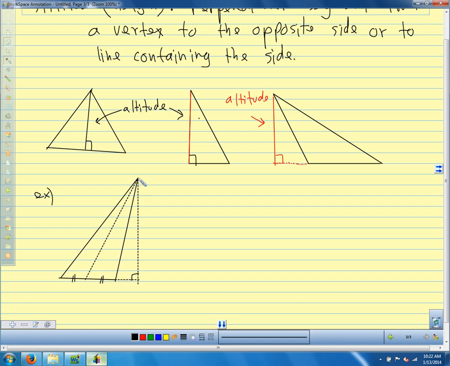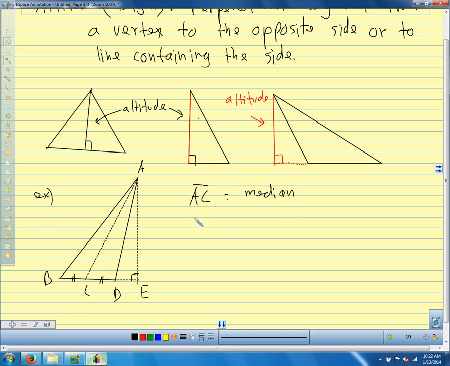And I'm going to call this A, B, C, D, and E. How about AC? Segment AC, an altitude, a median, or neither? Median. AC is a median because it goes from the middle of one side to the opposite vertex. So that is a median.